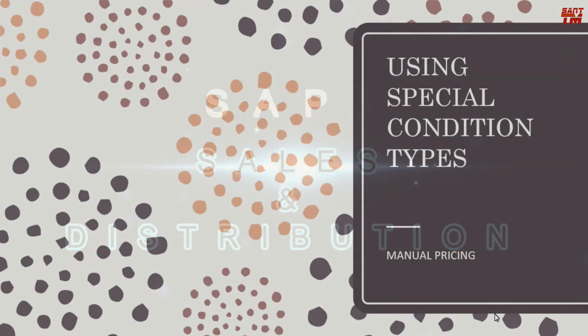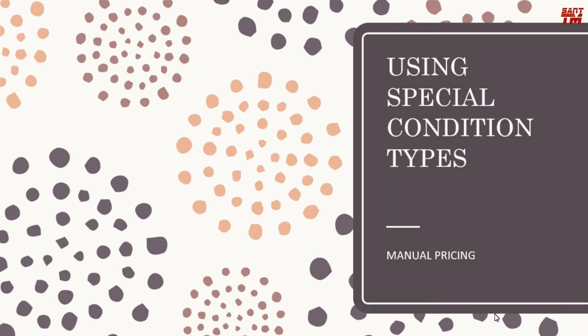So hello students, in this lecture we are going to discuss special condition types in the SAP system. These are the special condition types that exist in SAP for manual pricing. Manual pricing means whenever any SAP employee wants to sell a product at a price of his own choice, that is called manual pricing. He can manipulate the prices manually. So for that there are some special condition types. We will discuss them one by one.